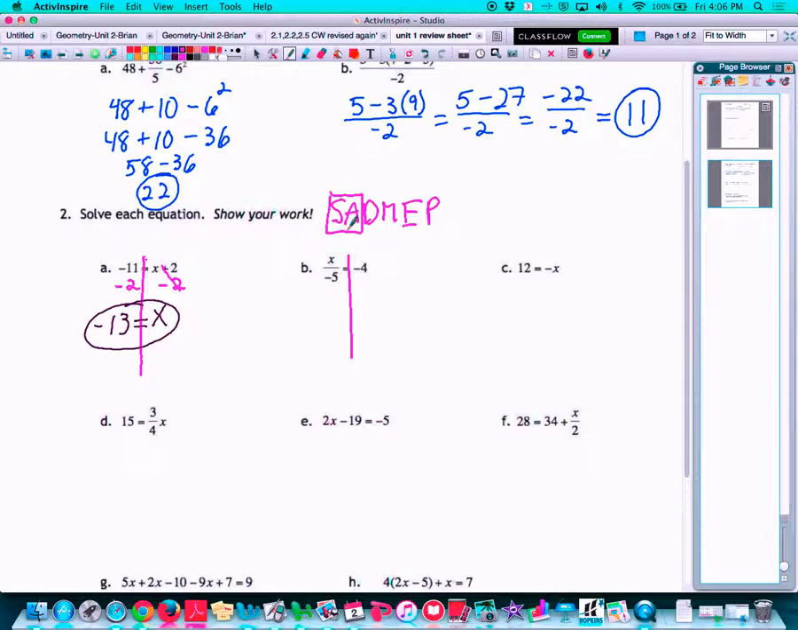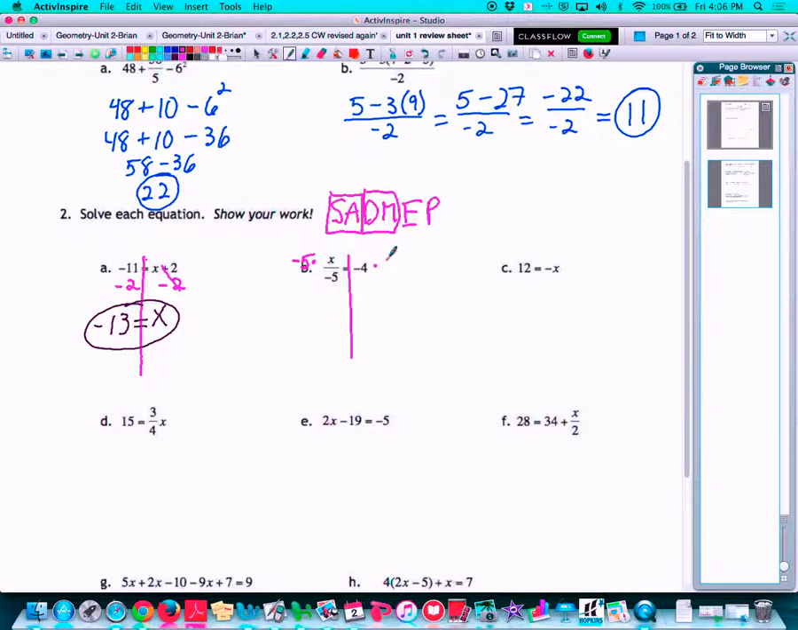Again, we look at any subtracting or adding. In this problem, there is no subtracting or adding that is done. So then we move on to, is there any dividing or multiplying that we have to undo? Well, this fraction bar really means divide. So x divided by -5 is what we see, and we have to do the opposite. We have to multiply to unlock it.